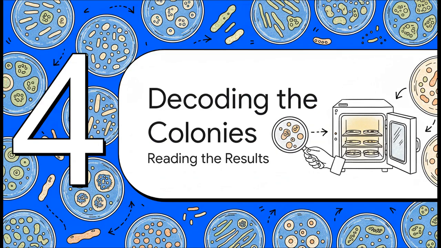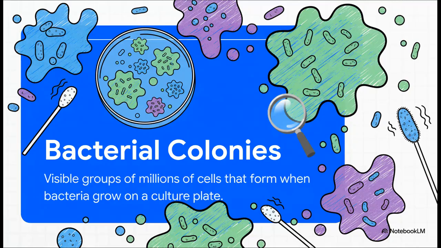And now for the really exciting part. After a couple of days in that nice, warm incubator, you open the door, and suddenly the invisible has become visible. But what exactly are we looking at? Let's decode these results. Every single dot you see on that plate is a bacterial colony. And that's not just one bacterium. Oh no, it's a massive city of millions, sometimes even billions of cells. And they all grew from just 1 or 2 original bacteria that landed on that spot from your swab.